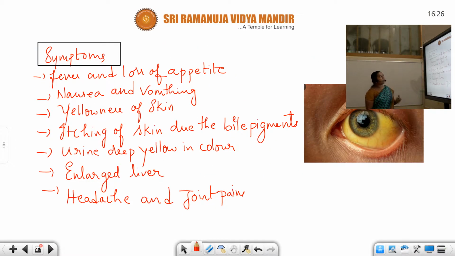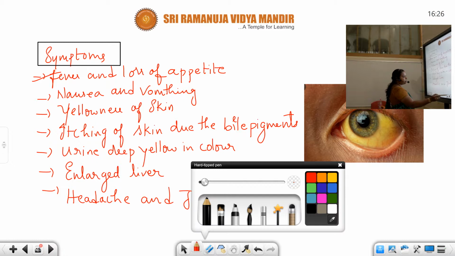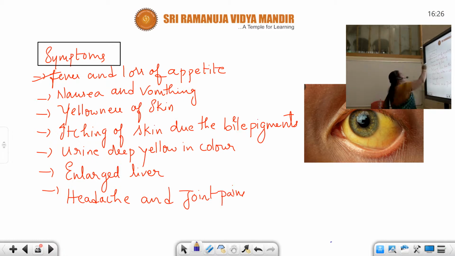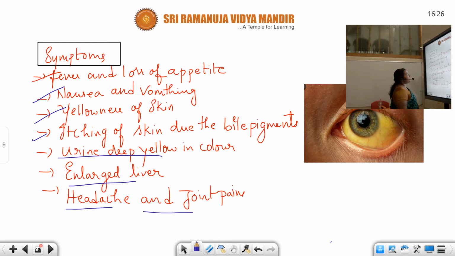Now, let us see the symptoms of this hepatitis, or we can also call it jaundice: fever, loss of appetite, nausea and vomiting, yellowness of skin, itching of skin due to the bile pigments, urine deep yellow in color, enlarged liver, headache and joint pains. Let us see the symptoms once again.